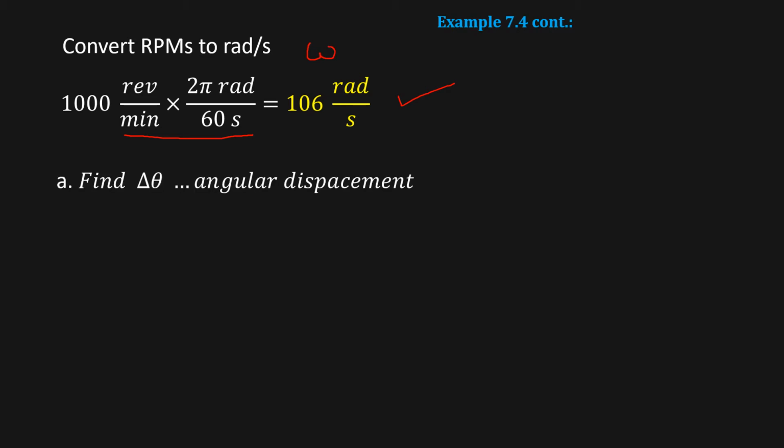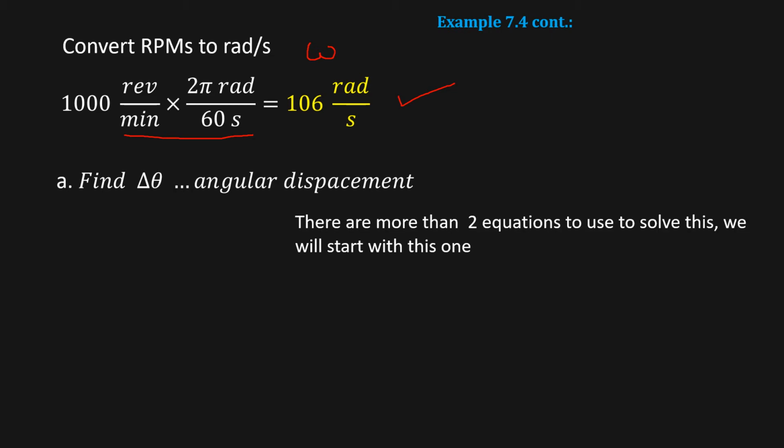Then A says find delta theta, angular displacement. There are actually more than 2 equations that you can use to solve this, but we're going to start with one. And you can probably try out other ones if you want. We're going to use this one right here. This is going to be a little easier and more simple to explain.